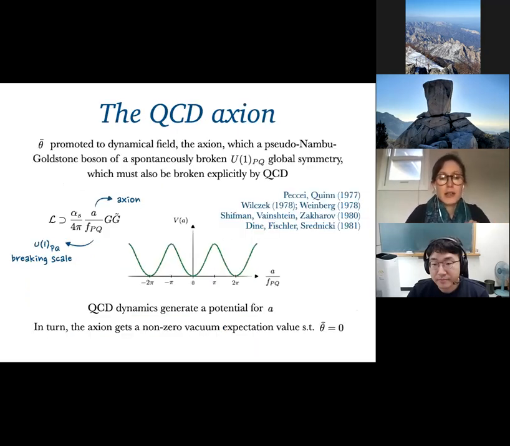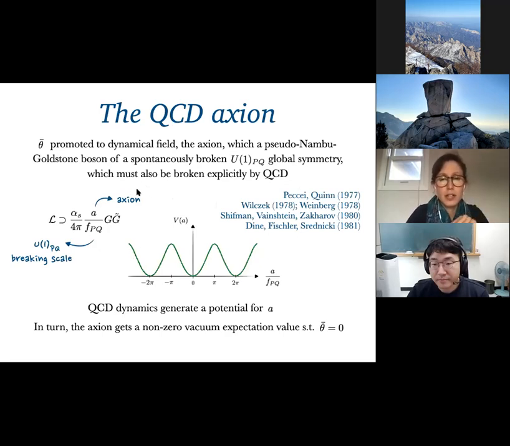Traditionally, the most popular mechanism to solve the strong CP problem has been the so-called QCD axion. In this context, theta bar is not just a parameter. Instead, it gets promoted to the status of a dynamical field, the axion, which is a pseudo-Nambu-Goldstone boson of a spontaneously broken U(1) global symmetry that we call U(1) PQ, for Peccei-Quinn, and that crucially must also be broken explicitly by QCD. Being a pseudoscalar, the axion can couple to the QCD field strength in this way.